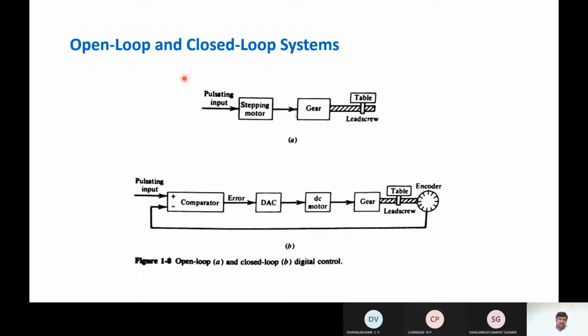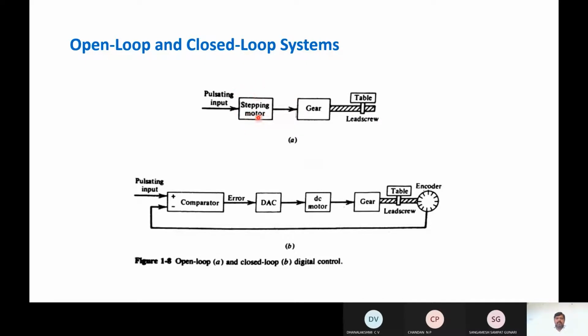Next, control loops. Based on control system, we have one more classification: open loop and closed loop systems. This is the representation of open loop. This is a familiar thing. In many courses we already studied about closed loop and open loop control system. In case of open loop, usually we prefer to use stepper motor because there is no feedback. So we rely on stepper motor.